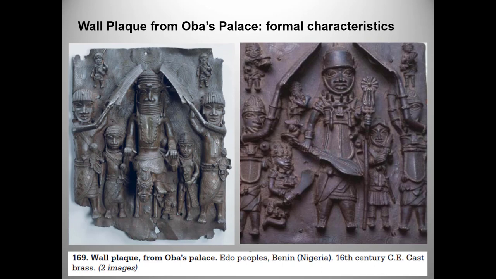Just a side note, the Oba plaques are cast brass, not cast bronze. Brass is an alloy of copper and zinc, and bronze is an alloy consisting mainly of copper, combined most often with tin, but at times with other metals. Brass has a lower boiling point and it's more malleable. That means it's easier to shape. Bronze is harder, but it's also more brittle.